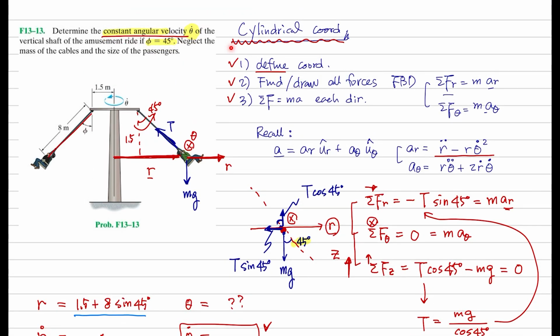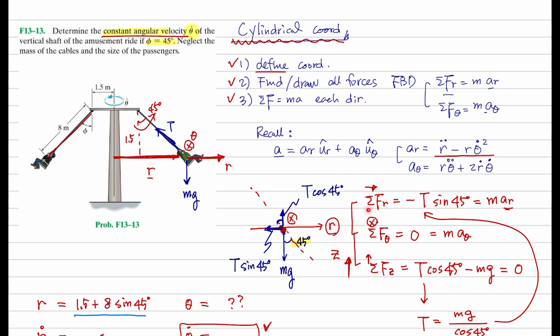Okay, just to summarize this, these are the common steps that you want to take: find the coordinate system, find and draw all the forces, basically get the free body diagram, and get F equals ma for each direction of the axis that you defined. In this case, we define our axis. This is my r direction because from here, this is the position vector, right? So the r direction, and then all the forces we have: the tension and the gravity.